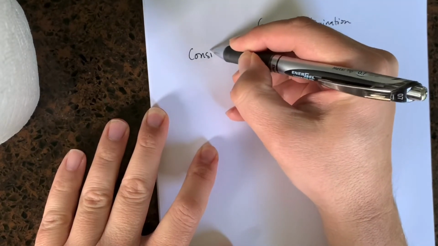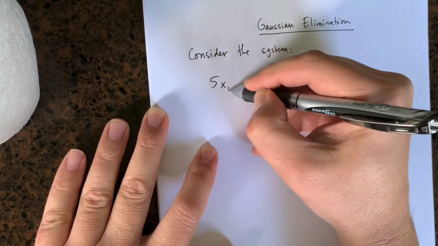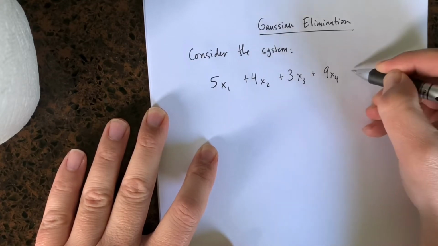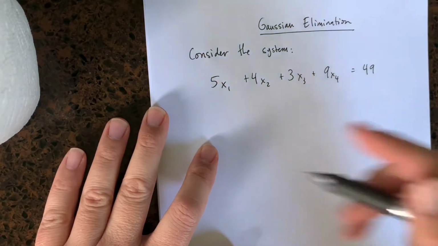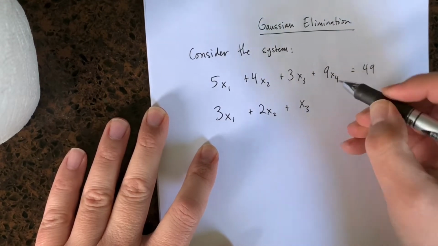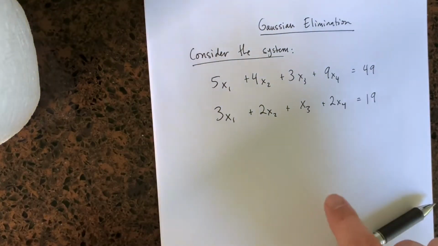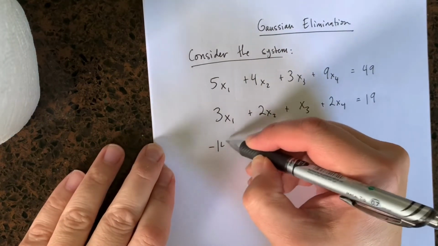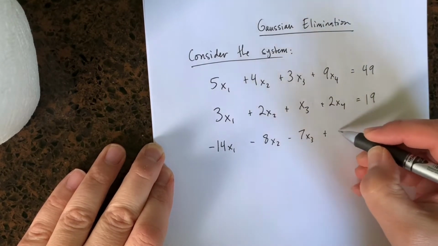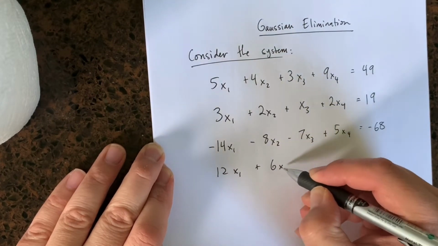If I have the system 5x1 plus 4x2 plus 3x3 plus 9x4 equals 49. So let's say we have this system here.